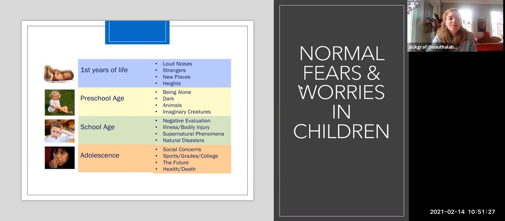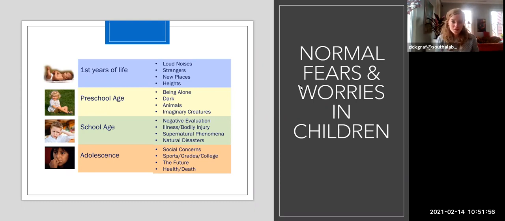Preschool age kids, their worry topics would revolve around things like being alone, finding themselves in a dark room and not being able to turn the lights on, worry about being hurt by animals or imaginary creatures. And then by school age, worries start to become more similar to adult worries in GAD. So worrying about negative evaluation by peers, worrying about getting sick or hurt, worrying about natural disasters, but also some more childlike beliefs, beliefs in monsters, beliefs in ghosts or witches, so supernatural beliefs.